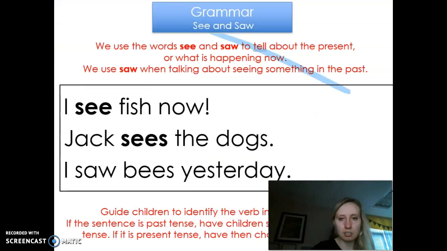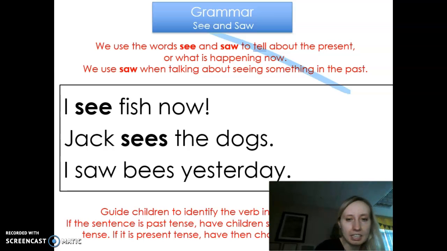Okay, so let's look at our next thing. So we are talking this week about see and saw. These are words that tell about something you see. You use see to talk about something that is happening right now, and we also use sees. So I see, he sees. We also use saw when talking about seeing something in the past.